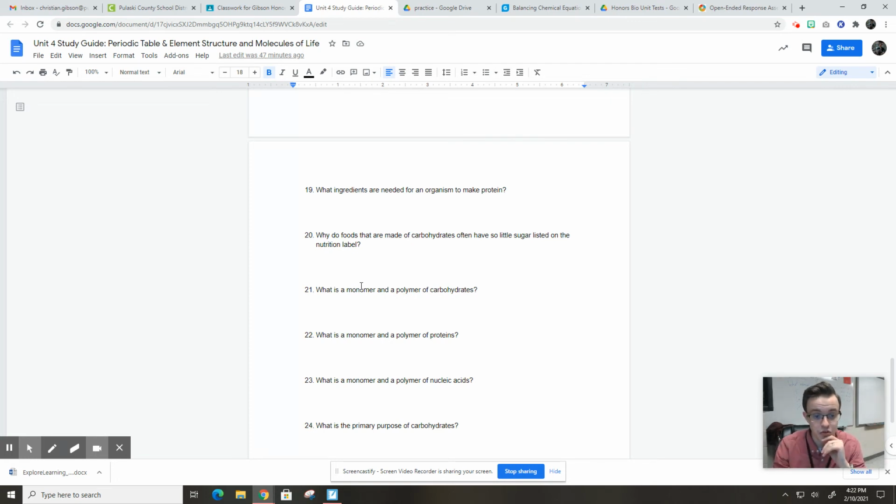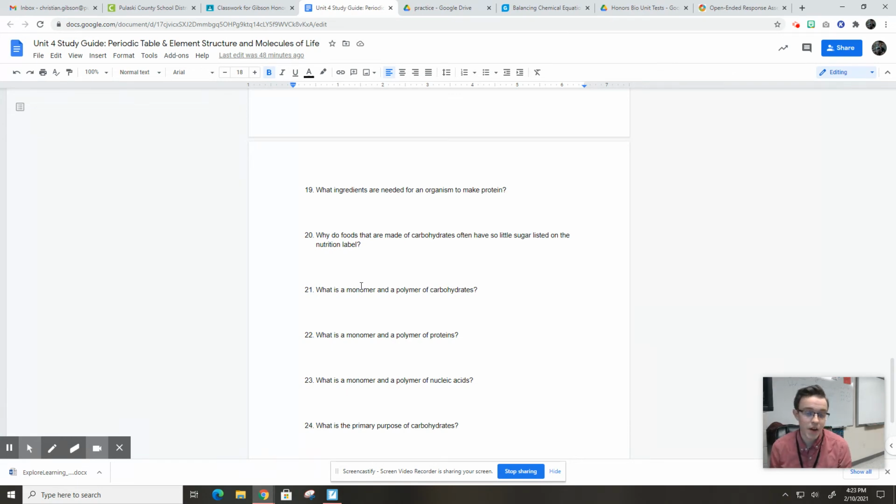Number 20, why do foods that are made up of carbohydrates have so little sugar listed on the nutrition label? So anything plant-based that you're going to eat is pretty much entirely carbohydrates.